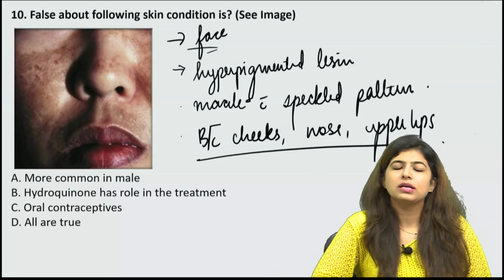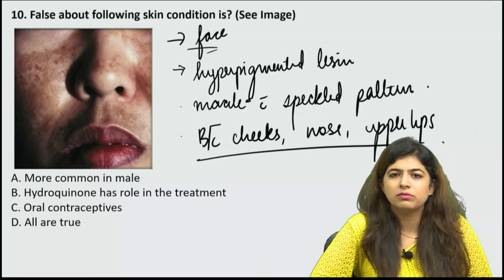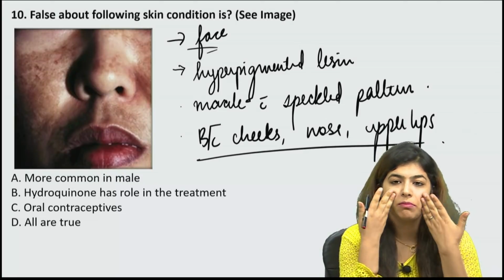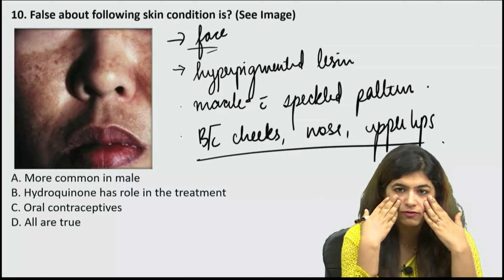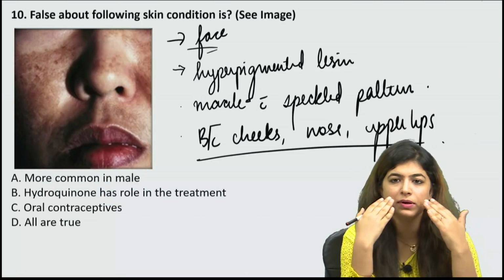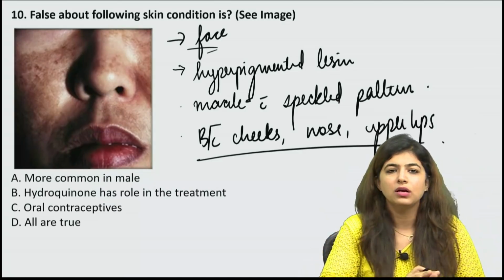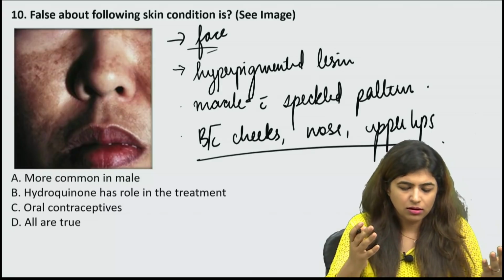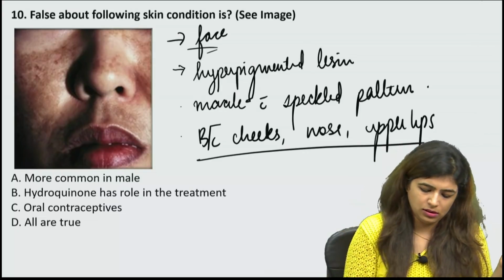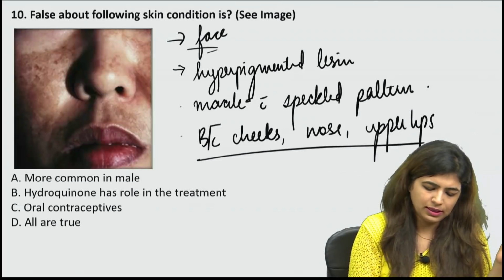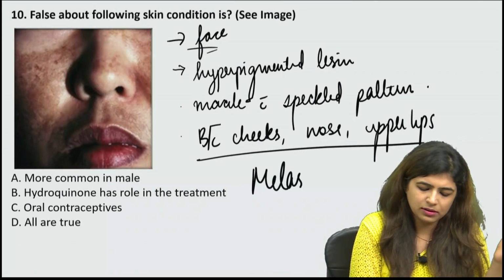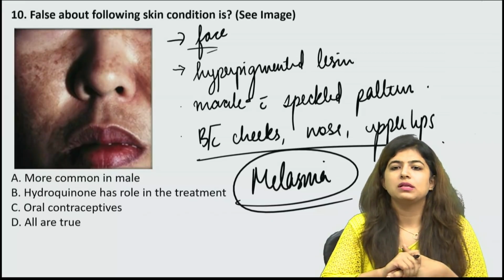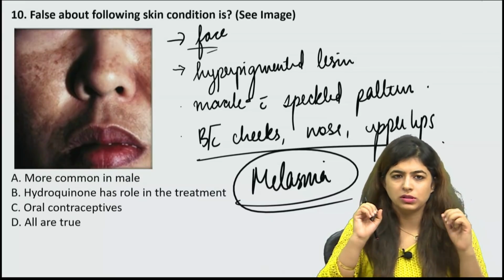Now, what is that lesion in dermatology which looks like a hyperpigmented lesion present bilaterally on the face, of the cheeks, the nose, the upper lips, could be present on the forehead? What is it that you know? That is nothing but melasma. So this is melasma for you.